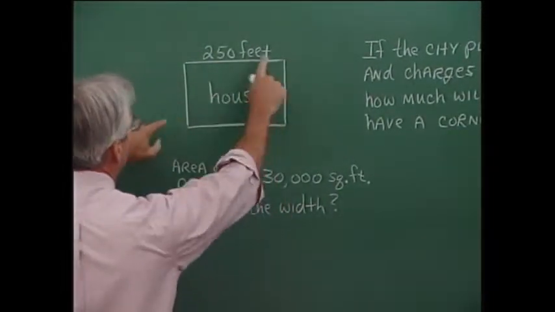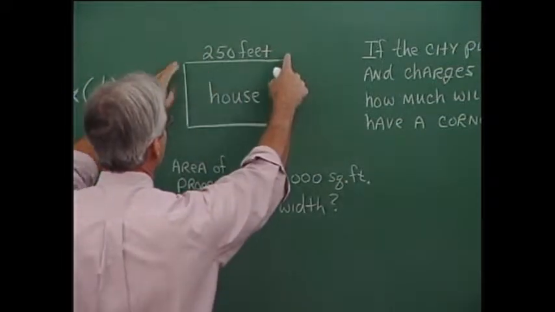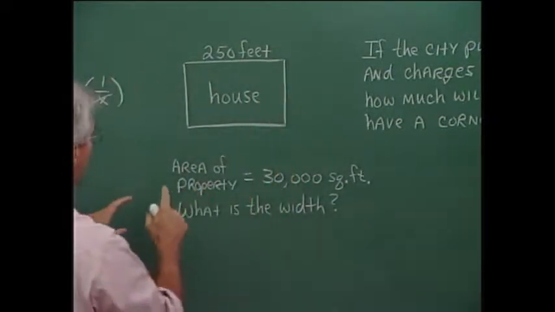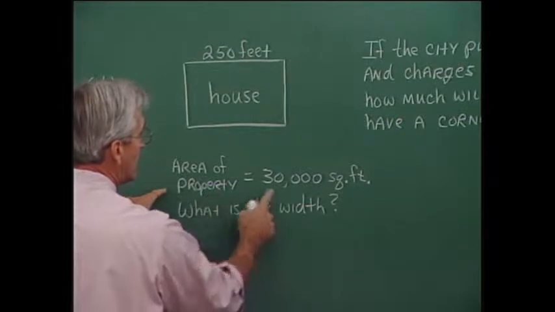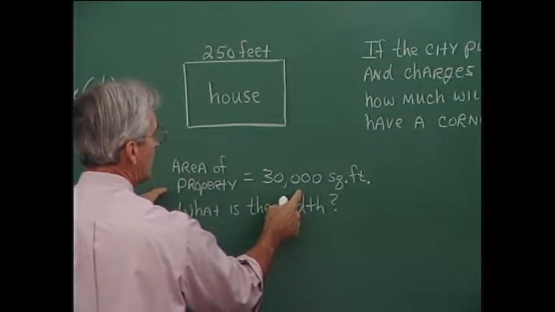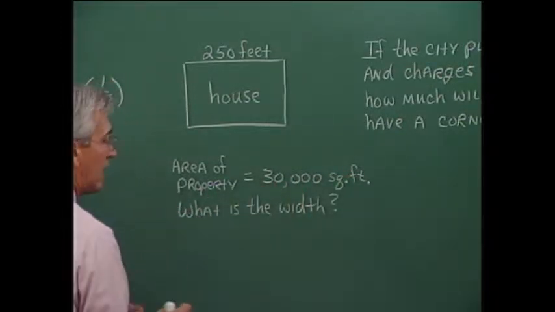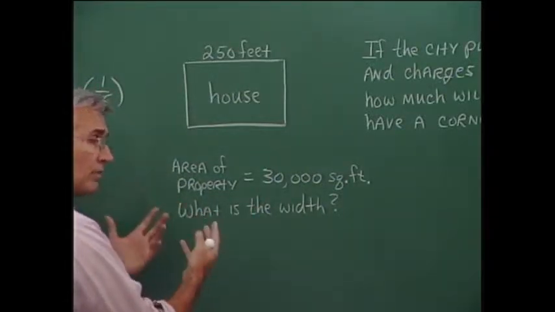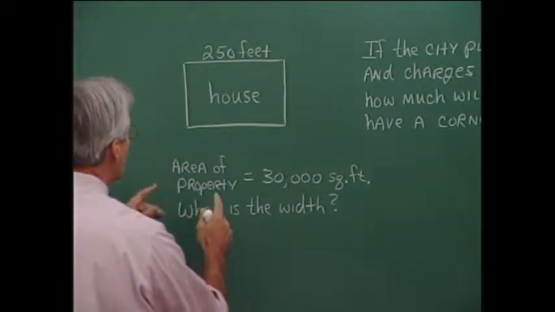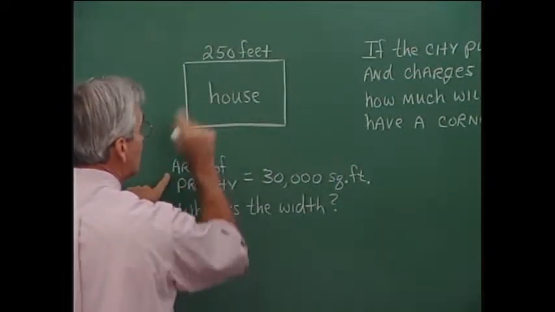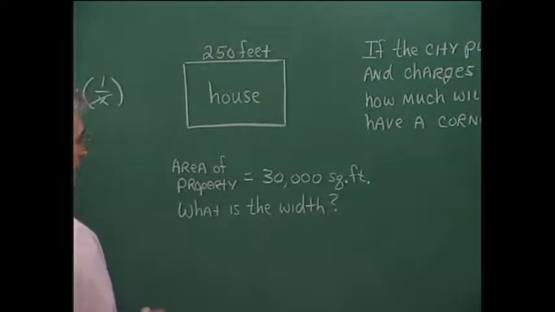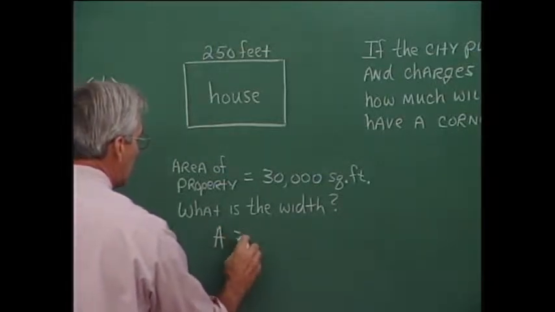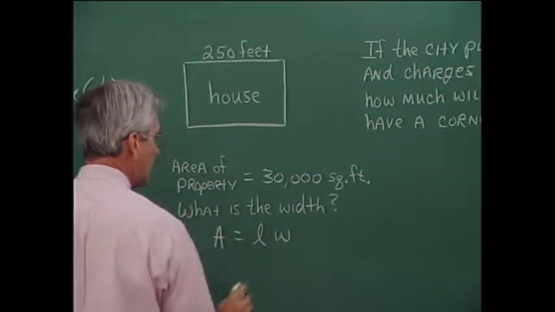Suppose we have a house on a lot, and we know that the lot is 250 feet long. Suppose we also know that the area of that lot is 30,000 square feet, and we'd like to calculate the width. Well, we calculate the width by using a formula that relates to the area of this rectangular piece of property. And the area of a rectangle is calculated as multiplying length times width.